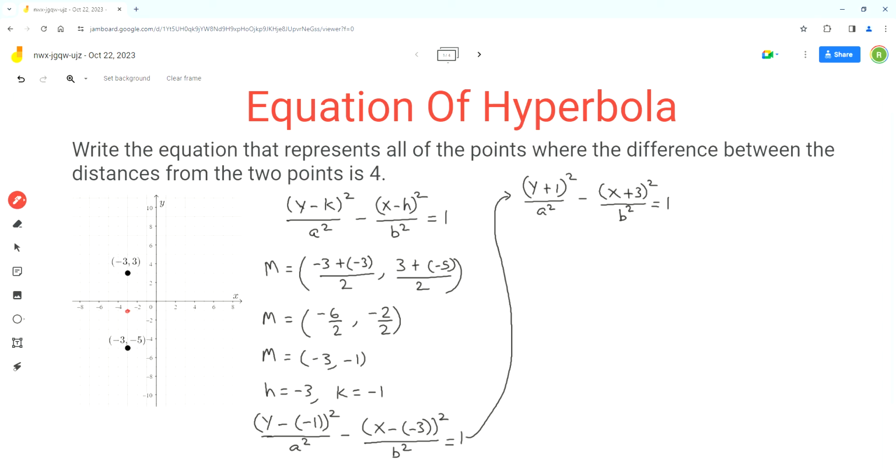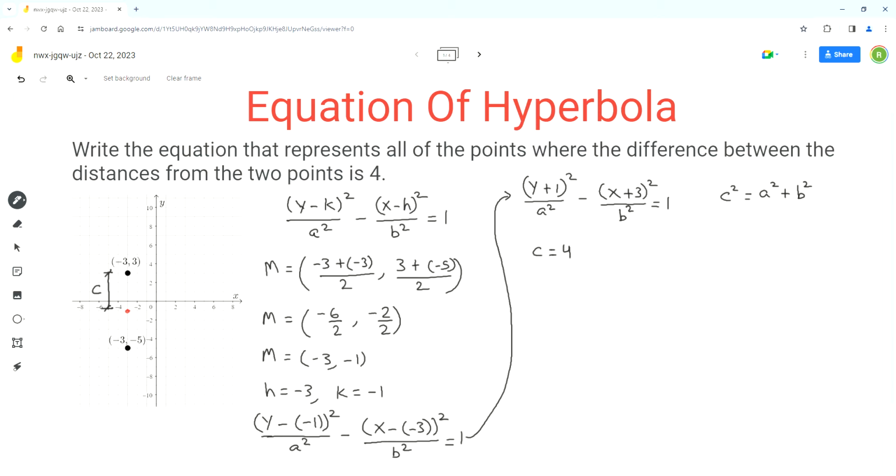The next step is to find the values of a and b, and for that we'll analyze the equation c squared equals a squared plus b squared. In this equation, c represents the distance from either focus to the center of the hyperbola, and that distance in this case is 4 units. So this distance here is the c value. So in this case, c is equal to 4.